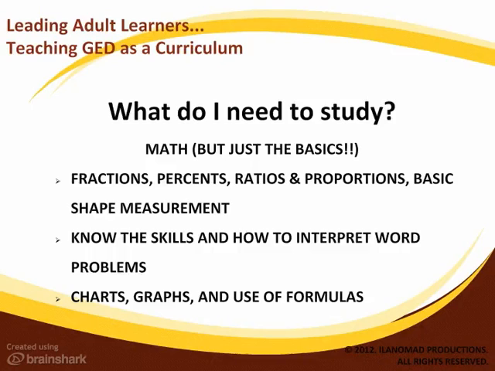Again, this is what the Get Your GED Now test preparation series prepares you to do. It gives you these basics, and we tell you exactly what you need to study, taking all the guesswork out of it.